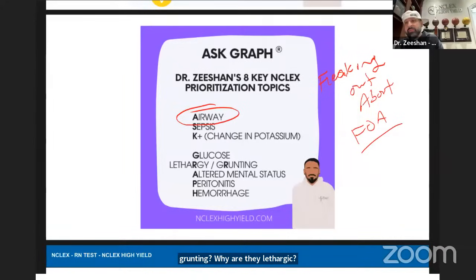A is altered mental status. P is peritonitis. And H is hemorrhage. I'm going to go into these a little bit more in depth, but I do want to show you some practice questions.